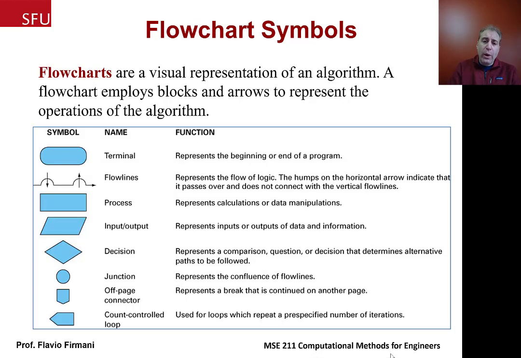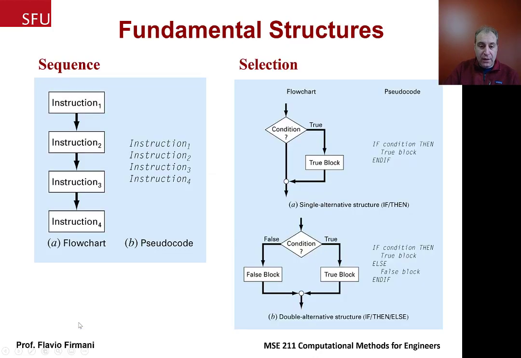So another way that you can represent an algorithm is with flowcharts, and the definitions of the symbols are given here. So this is a terminal, that is the flow lines, a process, input, output, a decision, a junction, an off-page connector, and a count-controlled loop. This is using flowcharts. What would be the comparison between a sequence and a selection?